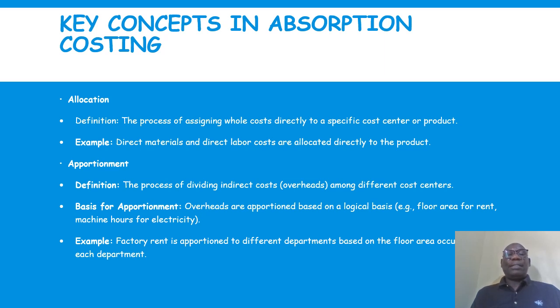So the basis for apportionment basically indicates to us that overheads are apportioned based on a logical basis. In this regard, we are looking at apportionment being done based on floor area, say for example for rent, machine hours, say for example for electricity. So let us now try to cite some of the examples in relation to the basis of apportionment. So examples would include factory rent, which can be apportioned to different departments based on the floor space which is occupied by each department.